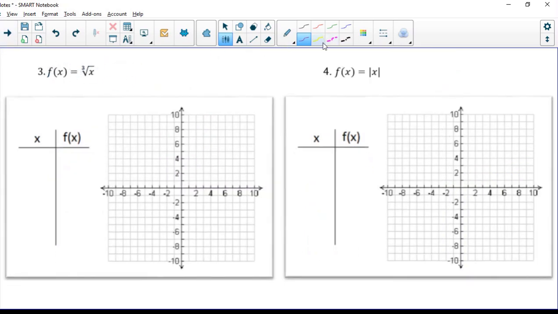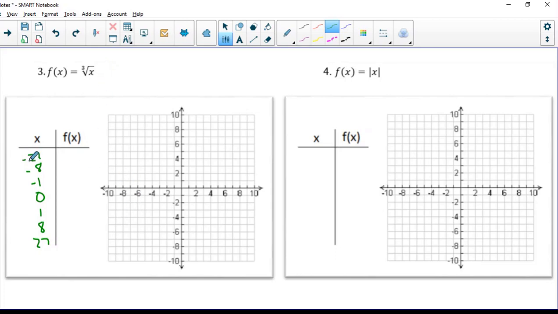So number 3, a little trickier on this one. This is f of x equals the cube root, or the third root, of x. As I go through, I want to pick numbers that are easy to cube root, like 0 would be easy, 1 and negative 1. Or I know that 8 is a cube. I know that 27 is a cube. So really, I'm just picking easy numbers. You can use whatever you want here, and it's still going to give you the same shape. But I just try to pick things that are easy to cube root.